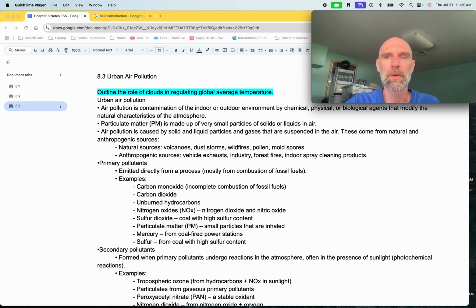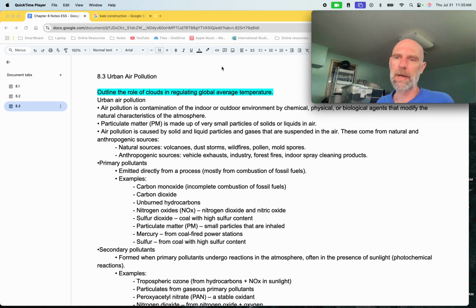Onwards to urban air pollution. Air pollution is contamination of the indoor or outdoor environment by chemical, physical, or biological agents that modify the natural characteristics of the atmosphere. I bet you wish you had the opportunity to define that on your own, because if you were going to write that down, I would probably write it in words that were a lot less. But yeah, it is what it is.